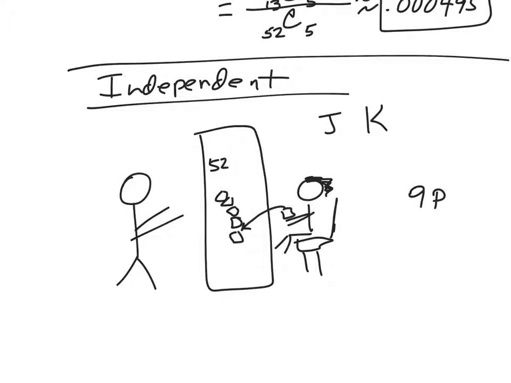Now, Chris and Katie. By the way, that's supposed to be a D there. It looks like a P. Chris and Katie, what's the probability that she's going to get a king on the second card?